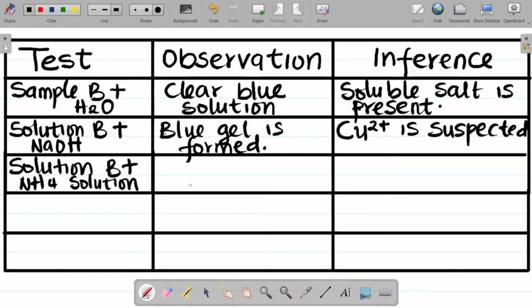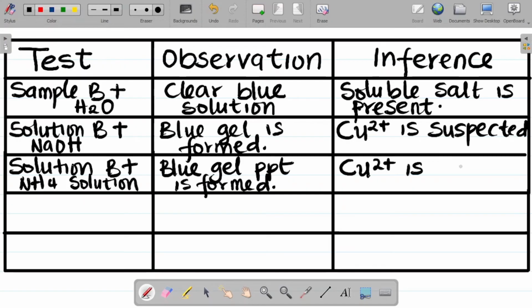So when I do this, what's next there? My observation here is that a blue gel precipitate is formed. Now, since the color remains blue, I'll still be suspecting that what I have should be copper ion. So I'll say copper ion is suspected. I'll still suspect this.